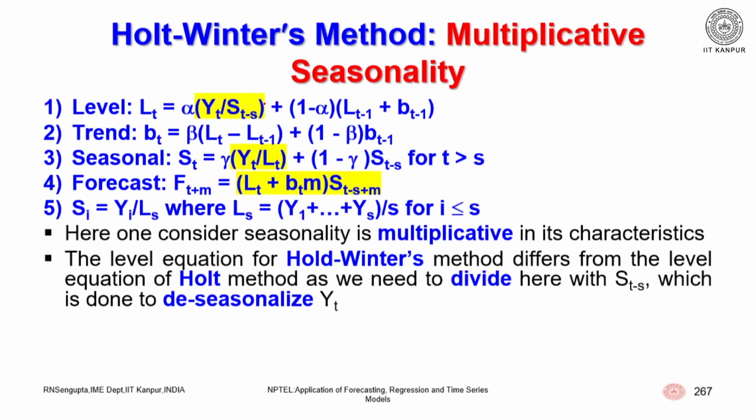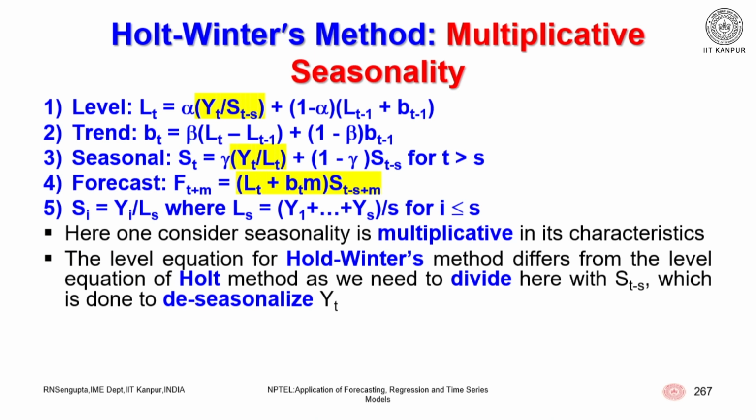Now, this is exactly the same slide you saw in the last class, but with a slight addition of coloring. For the level part, you are dividing Yt by S with the corresponding suffix. In the additive one, it was just a subtraction. That has already been highlighted in the slide.